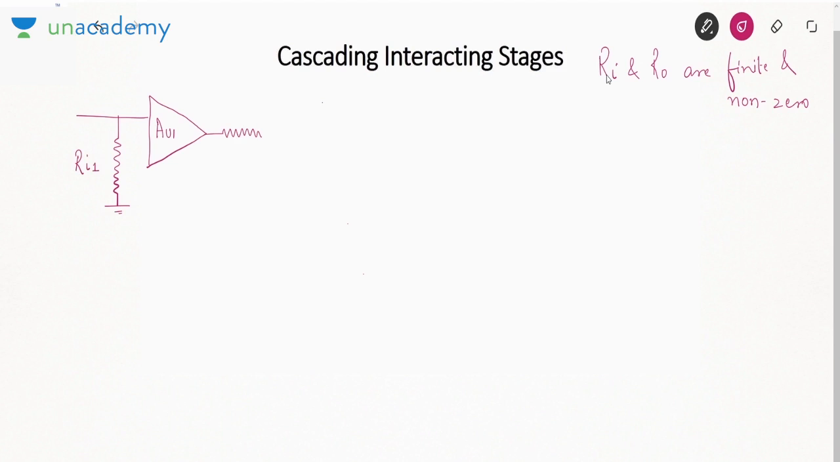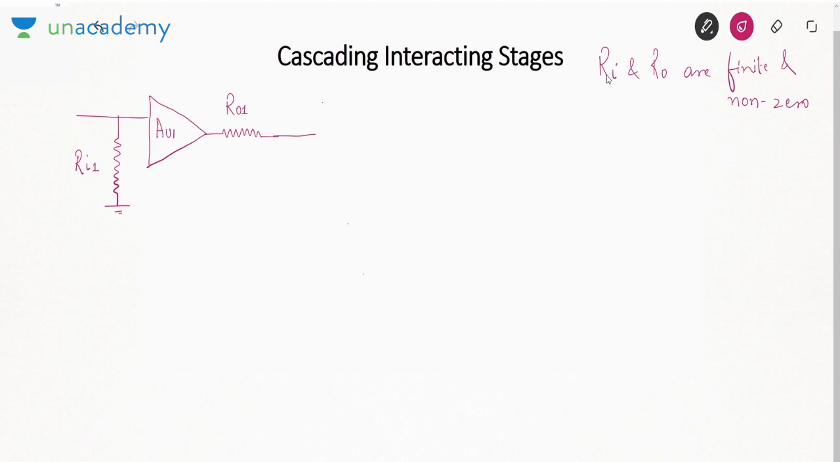Now what happens if the stages are interactive? That is, if input and output resistances are finite and non-zero, then what happens? Then I'll draw these stages. This is the symbol of an amplifier. We generally see this symbol in an op-amp. This is the first stage. It has an input resistance Ri1 and it has an output resistance Ro1.